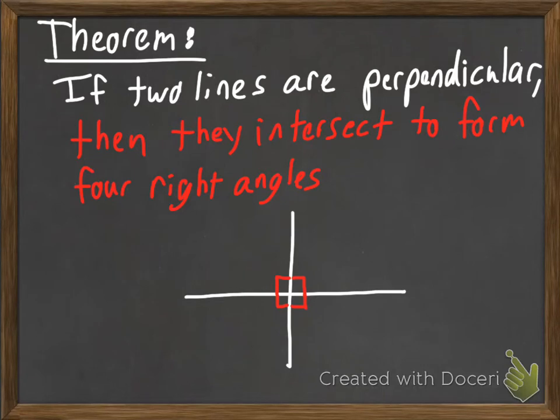The next theorem talks about if we have two lines that are perpendicular. Now if you see that there are two lines that are perpendicular, then they intersect to form not just one right angle, but four right angles. So if two lines are perpendicular, then they intersect to form four right angles.